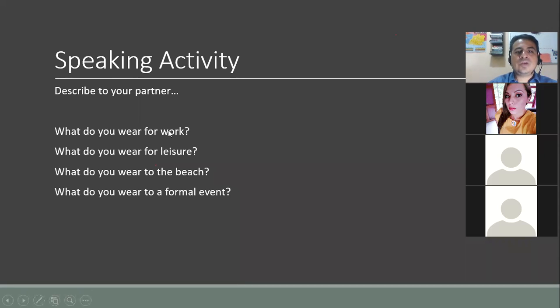So yo voy a describir a la otra persona. For example, what do you wear for work? Si tengo un uniforme, entonces yo voy a describir pants, blue shirt, whatever. Or maybe I wear just formal clothes, okay? I'm going to describe what I usually wear. ¿Qué es lo que normalmente uso? Okay, for work. Leisure. Ya dijimos que leisure es cuando estoy en la casa, cuando estoy relajado, cuando estoy tal vez solo salir a un lugar no formal. What do you wear to the beach? Playa. What do you wear to a formal event?